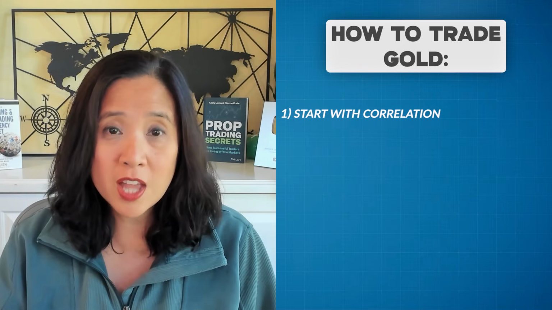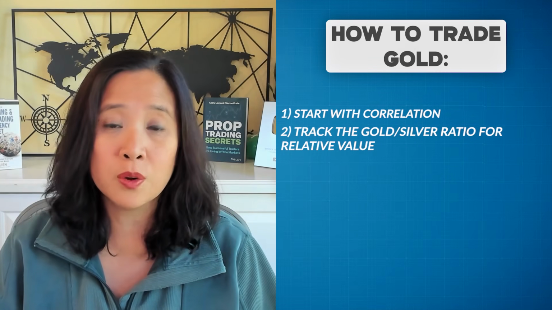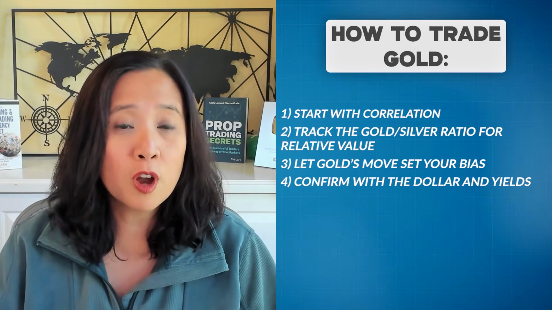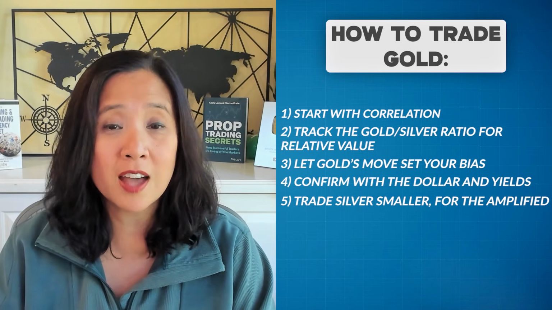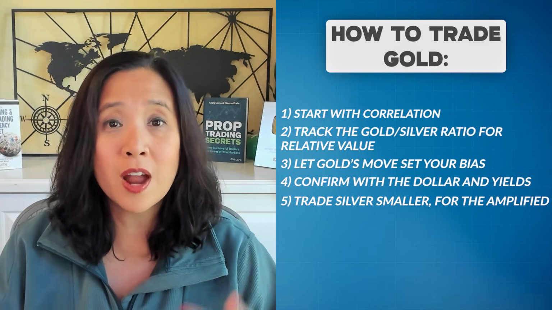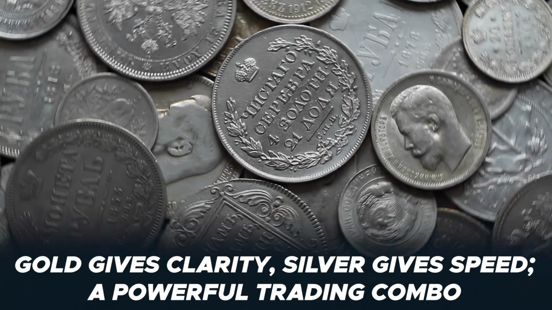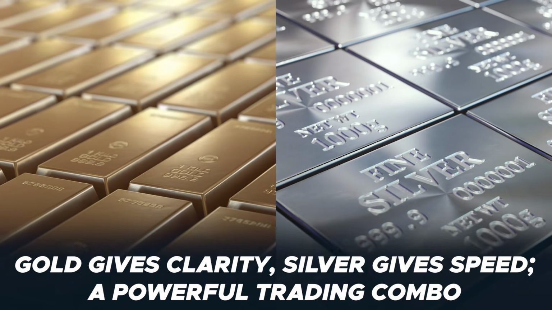So how do you use gold to trade silver? You start by understanding the correlation, you monitor the gold and silver ratio for relative value, you let gold's breakout or breakdown define your bias, you confirm your direction with dollar and yields, and then you trade silver with a smaller size and tighter risk management for an amplified move. Gold gives you the clarity, silver gives you the acceleration. Together, they form one of the most powerful intermarket strategies in trading these days. Gold is the signal and silver is the trade.